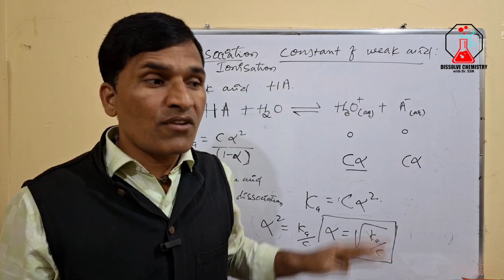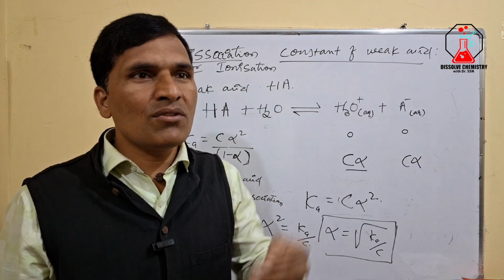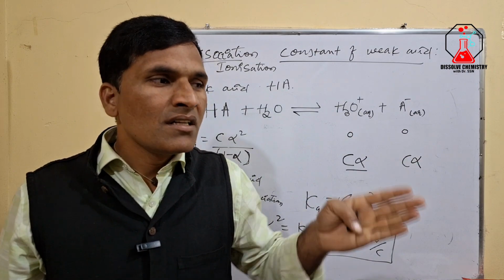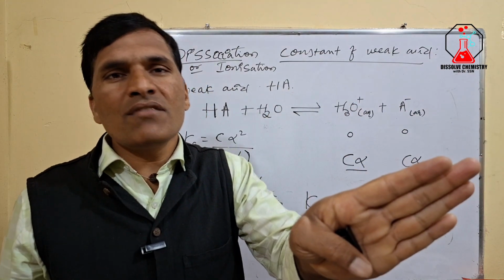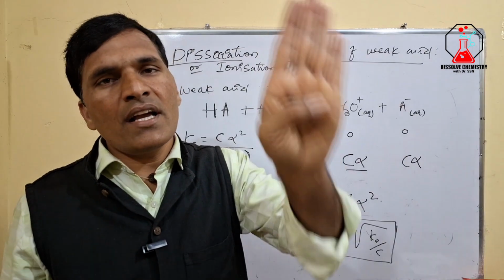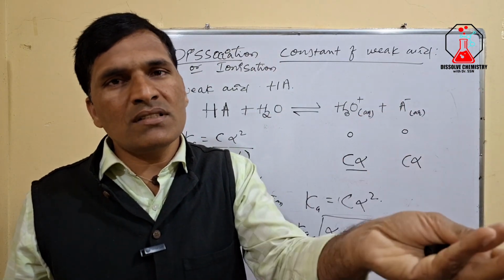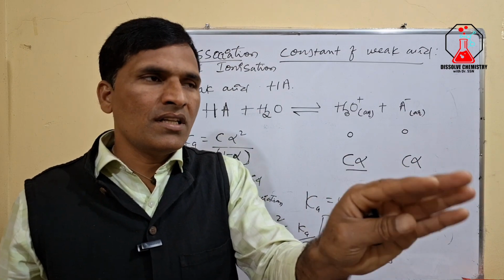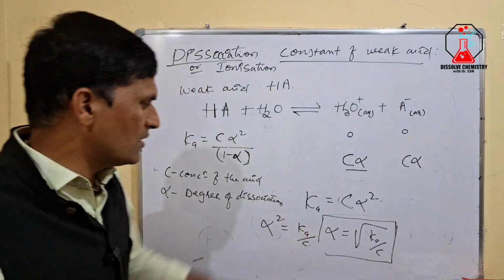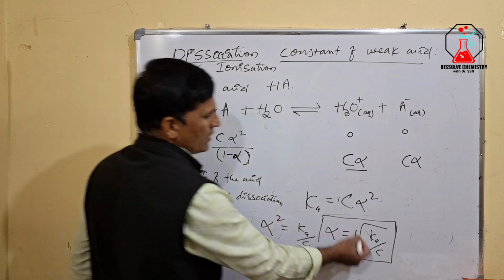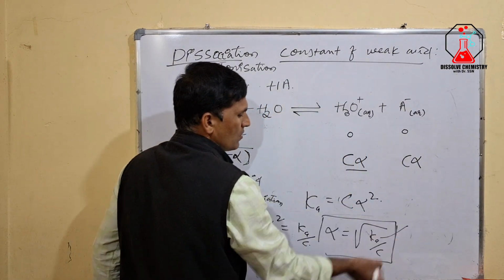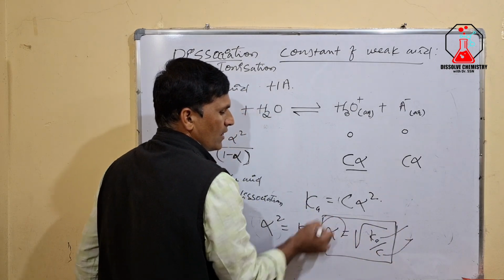Whereas for a weak acid we cannot do it like that, because we don't know the concentration of the H plus ions. To what extent it is ionizing we don't know, because it is undergoing partial ionization. So therefore we have to approach it like this: alpha is equal to under root Ka by C. If you know the dissociation constant and the concentration, we can calculate alpha.